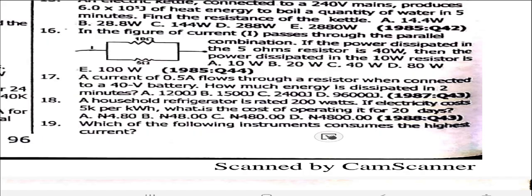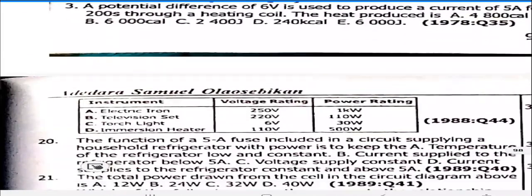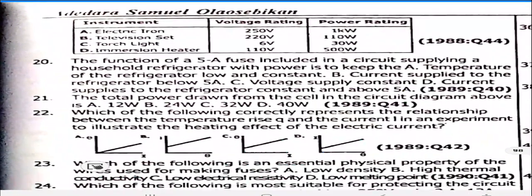Which of the following instruments consumes the highest current? There's going to be a little bit of solving there. Number 20, no solving. The function of a 5 ampere fuse included in a circuit supplying a household refrigerator with power is to keep the current supply of the refrigerator below 5 ampere. Option B. Remember, the current must be below.